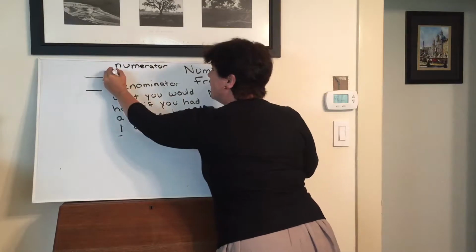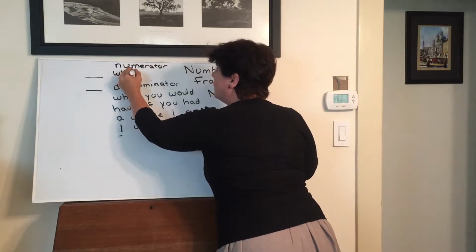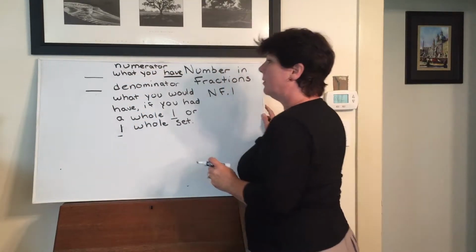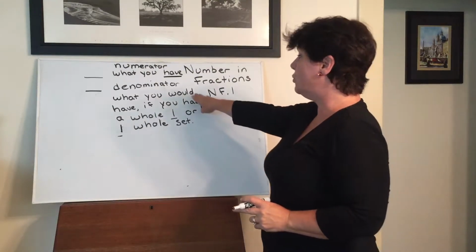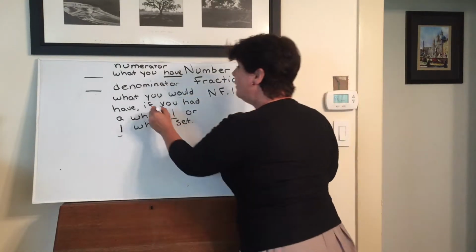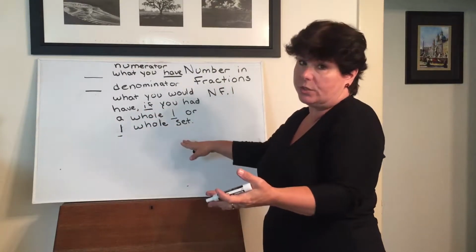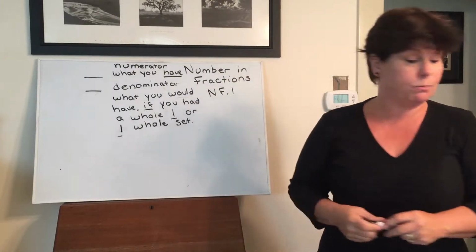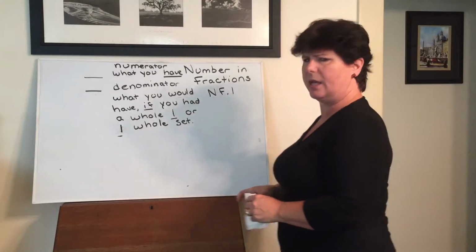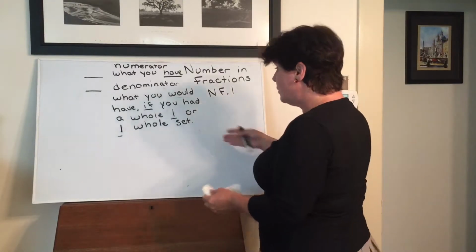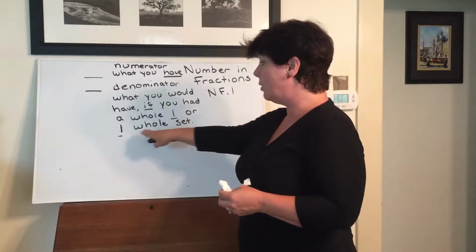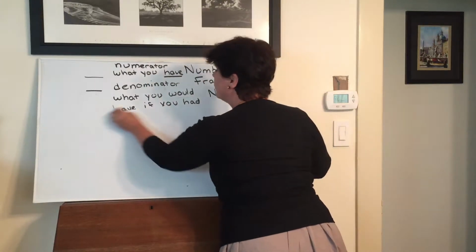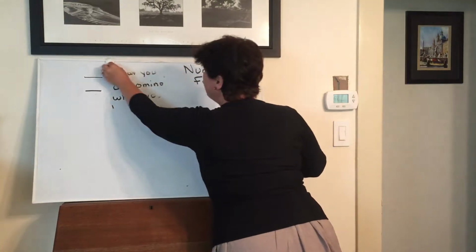The numerator tells you what you actually have. What you have. The denominator tells you what you would have if you had a whole 1 or a whole set. You don't. And that's why when the numerator is bigger than the denominator, we say it's improper, because fractions are supposed to talk about less than 1 or less than a whole set of 1, and that's why improper fractions are called that.